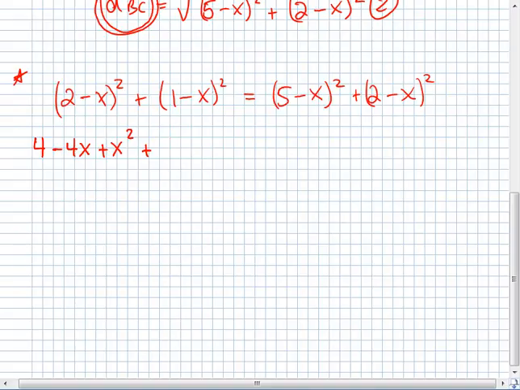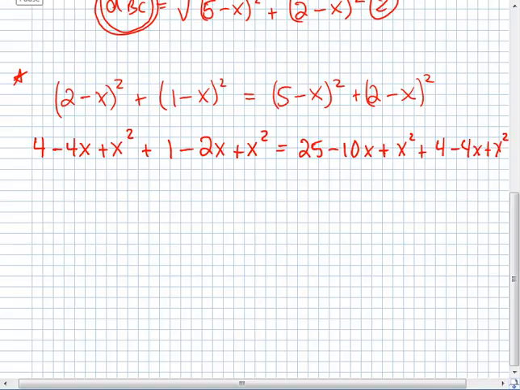1 minus x times 1 minus x is going to be 1 minus 2x plus x squared. Okay, and then that leaves me with, on the right side, 5 minus x times 5 minus x, which is 25 minus 10x plus x squared. And then 2 minus x times 2 minus x is going to be 4 minus 4x plus x squared. Barely fit it in there.